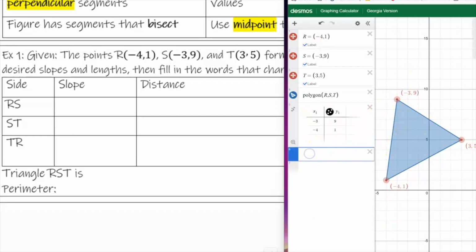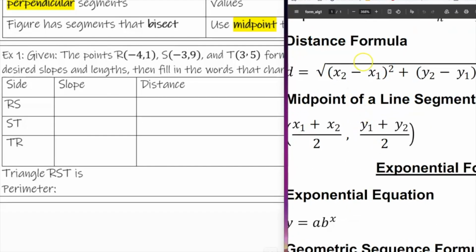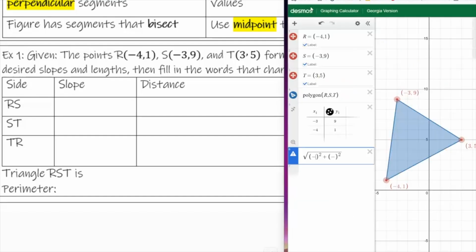So again, I do SQRT, or you can type in square root, parentheses, squared, shift 6, plus parentheses, squared, shift 6 with a minus sign inside. And again, anytime you're doing this for the first time, you double check it with your formula. So I'm looking for the distance formula. I have square root, parentheses squared, plus parentheses squared with a minus inside, x in my first, y in my second. So in my first, I need my x's, -3, -4, and keep the negatives. And then I need my y's, 9, 1 in the same order. All right, so that's my first side.